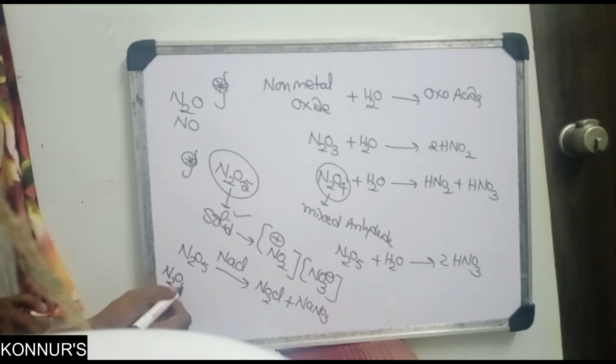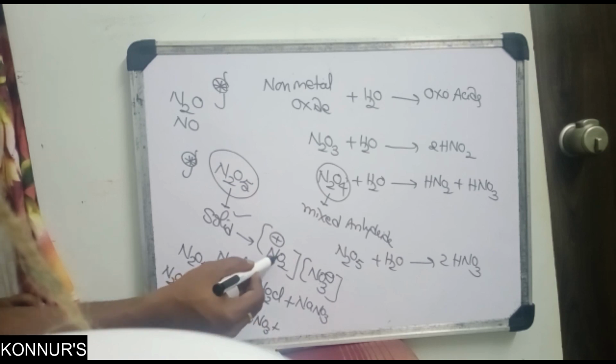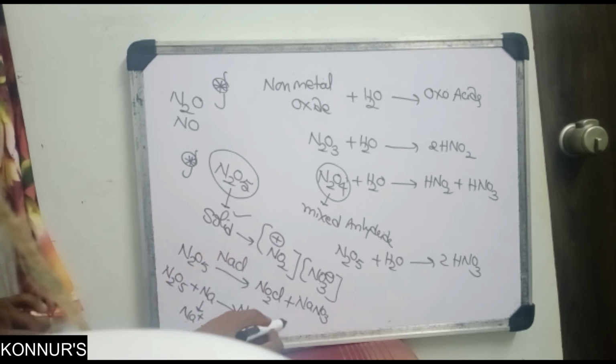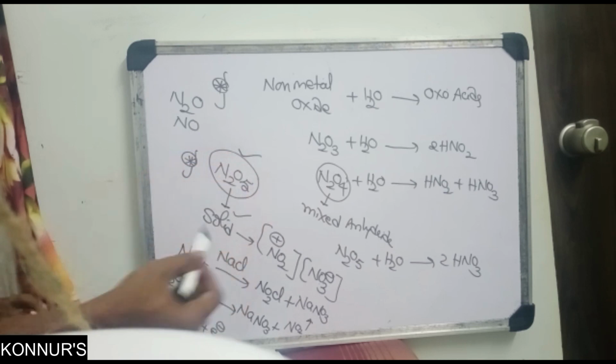Suppose N2O5 reacts with sodium metal. Sodium becomes Na plus and an electron. Na plus reacts with N2O5, so you get NaNO3, and NO2 plus combines with the electron. You are getting NO2 gas. So these are some important points about N2O5.